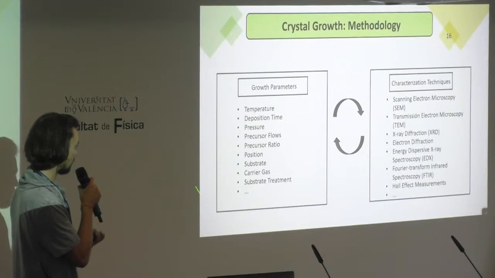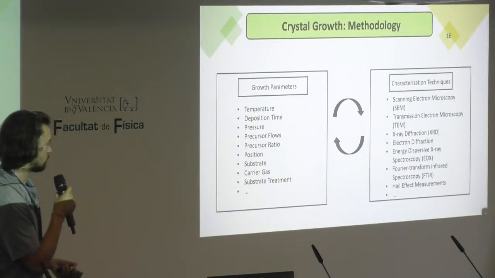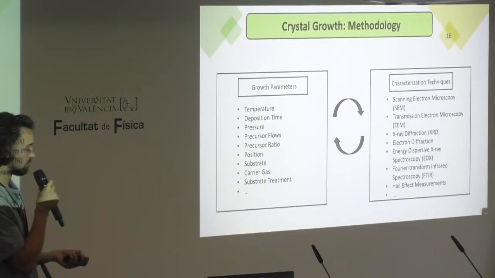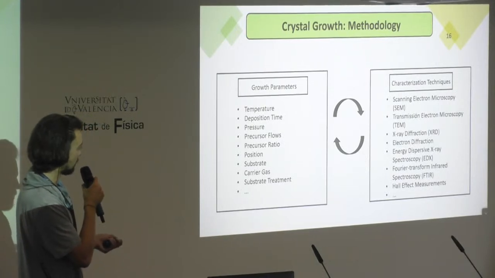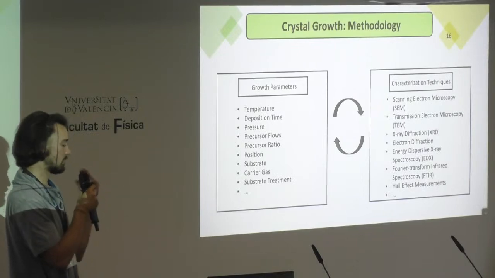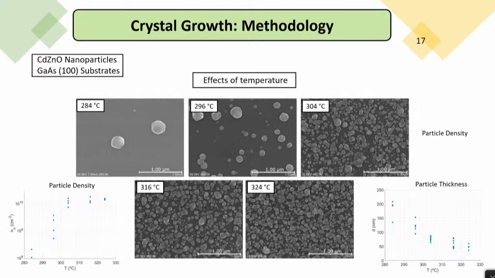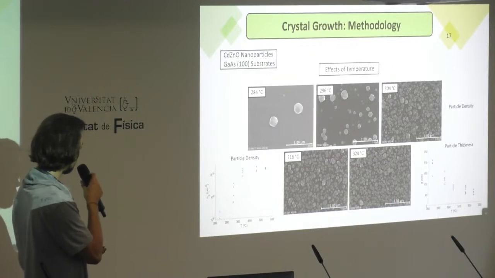Here I've put some parameters we can change in our MOCVD, which are not all of them, there are even more. So when you want to get a certain morphology, it's very difficult because you have to understand every one of these parameters and how they affect the growth. And I put here some characterization techniques: electron microscopy, which gives us the images I showed you before, X-ray diffraction to see the structure of our crystal, electron diffraction, EDX to see the composition, and optical and electrical measurements as well.